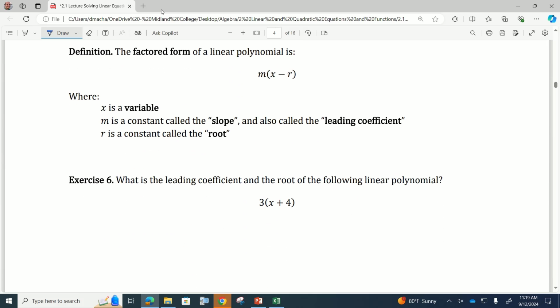So, the factored form of a linear polynomial is m times parentheses x minus r. And once again, x is our variable. M is still called our leading coefficient. And this time r is a number called the root.